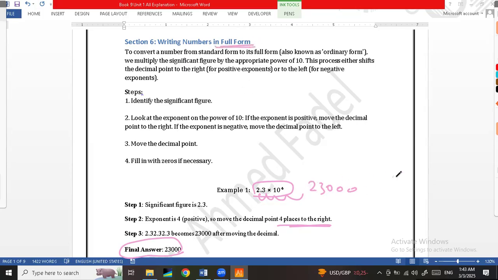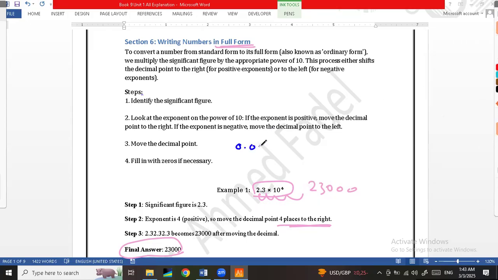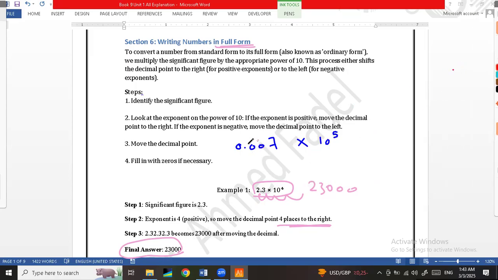Good. So if I have another question like this one, for example, look at this. 0.007 multiplied by 10 to the power of 5. What am I supposed to do? Yes, we move the decimal point to the right. How many digits? 5 digits to the right. So 1, 2, 3. Uh-oh, I need 2 more digits. No problem. I'm going to add 2 more zeros. So it's going to be actually 700.00, which is just 700. This is the full form.